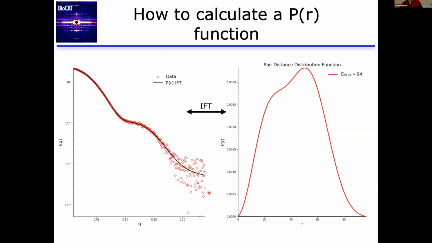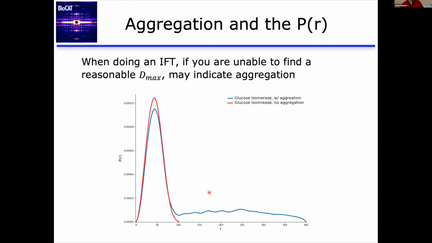So in addition to all this information, the P(r) function is also sensitive to problems with your data set. So one thing that you'll see if you have aggregates in your sample is it'll be very hard to find a reasonable Dmax, especially if you have significant aggregation. Here I'm showing a case with kind of extreme aggregation, where you can just keep extending out the maximum dimension, and it's still being forced even when you force it to 0 out here.